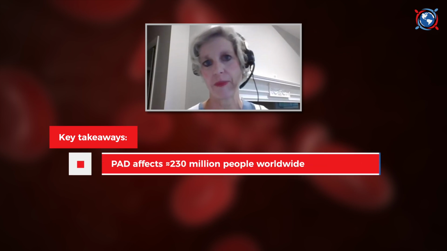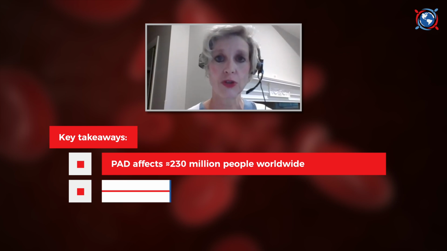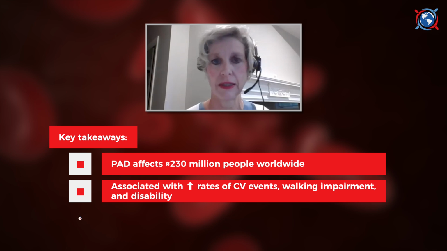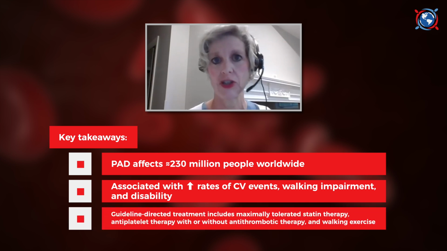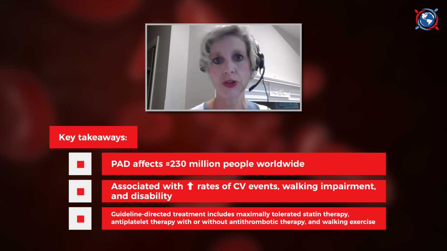In summary, peripheral artery disease now affects about 230 million people worldwide and is associated with increased rates of cardiovascular events, walking impairment, and disability. People with PAD should be treated with the highest dose of potent statin tolerated, with antithrombotic therapy and/or antiplatelet therapy, and all should be prescribed walking exercise.